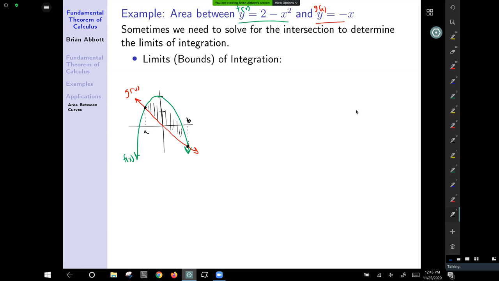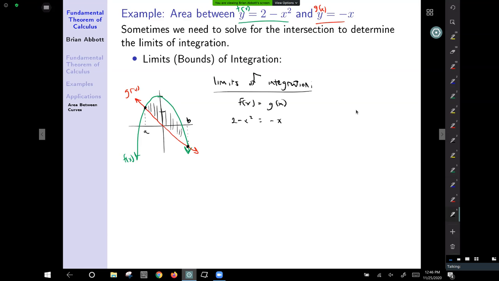So the first thing we are going to do is find the limits of integration. How do we do that? We find the intersection of these two functions. And how do you find the intersection? You just set them equal to each other and solve. So for f of x, our top function, 2 minus x squared is equal to our bottom function, g of x, negative x.